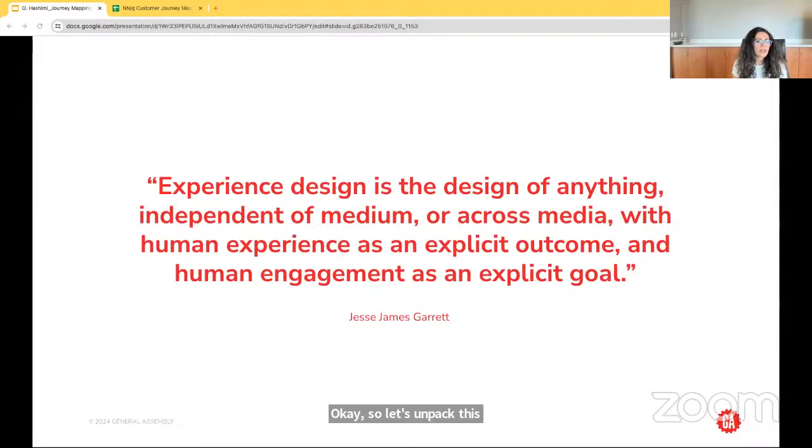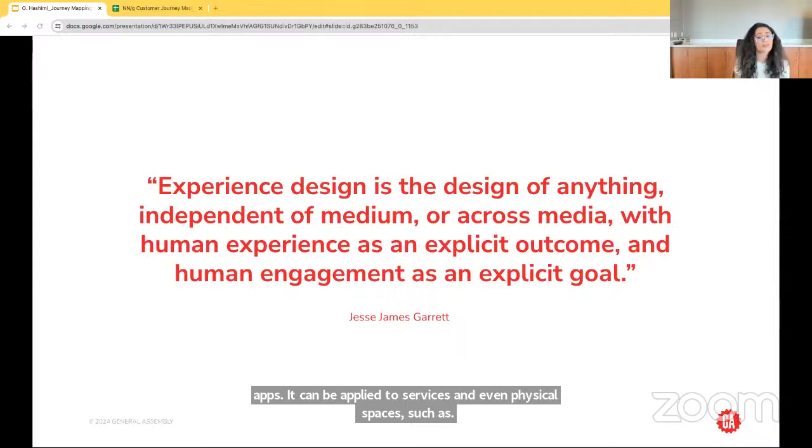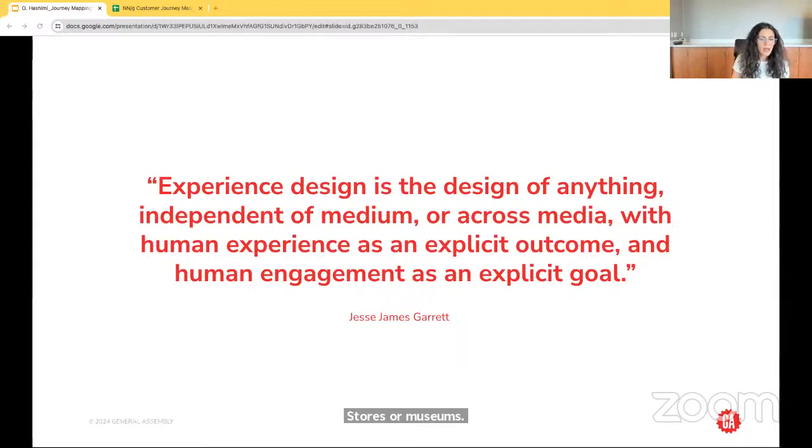Designing anything independent of medium. So experience design is not limited to a specific format. It can be applied to physical products. It can be applied to digital experiences such as websites and apps. It can be applied to services and even physical spaces such as stores or museums, or even sometimes a combination of these. So what does he mean by with human experience as an explicit outcome?